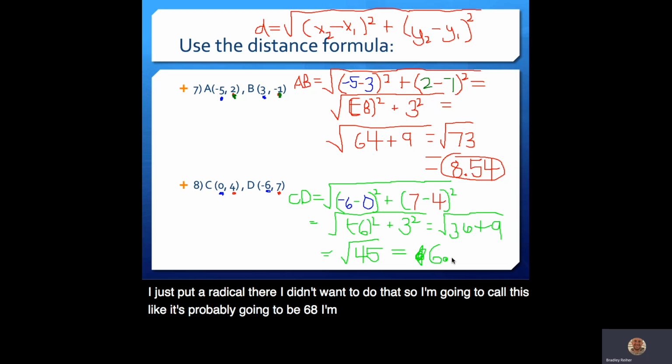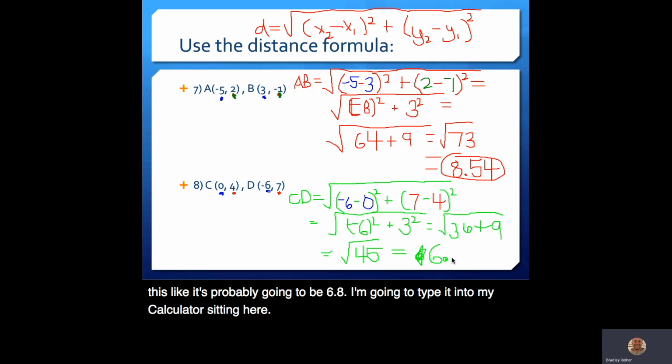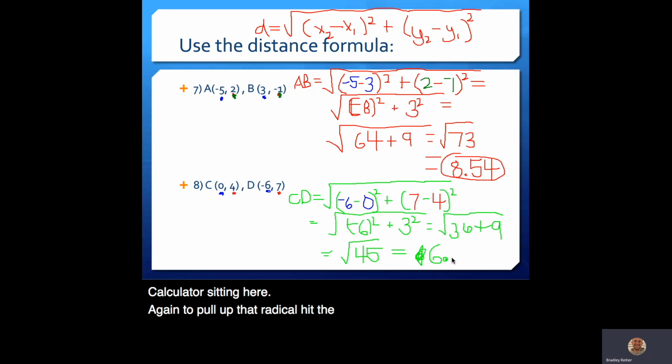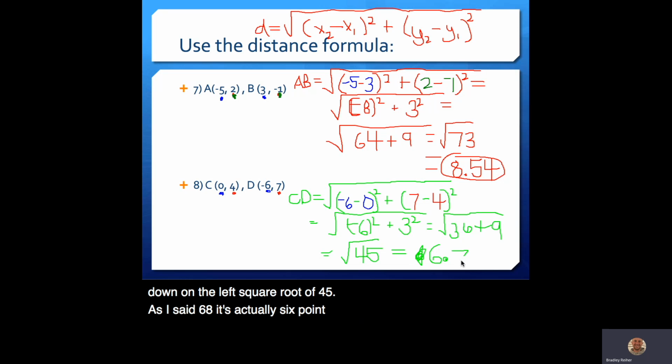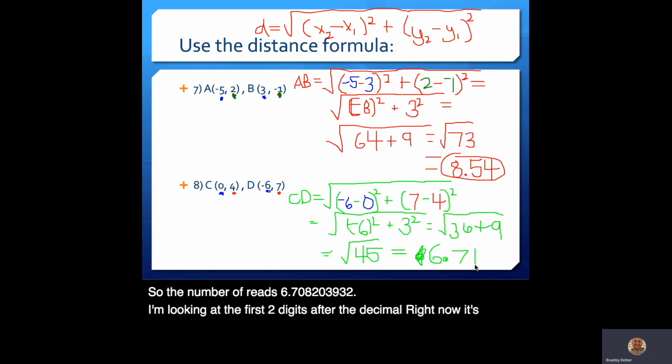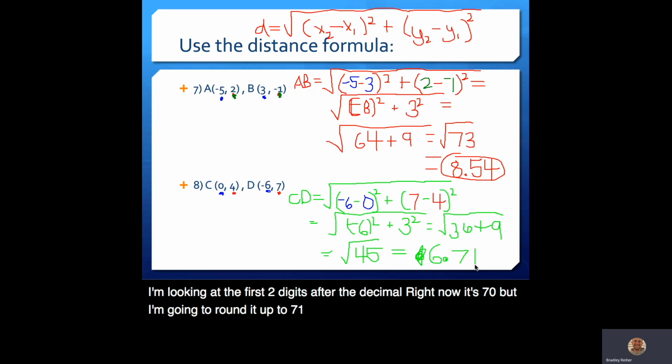I'm going to type it into my calculator sitting here. But again, to pull up that radical, hit the second button and the 5th button down on the left. The square root of 45 is, I said 6.8. It's actually 6.71, we'll call it. So the number reads 6.708203932. I'm looking at the first 2 digits after that decimal. Right now it's 70. But I'm going to round it up to 71 because the 3rd digit is bigger than 5.